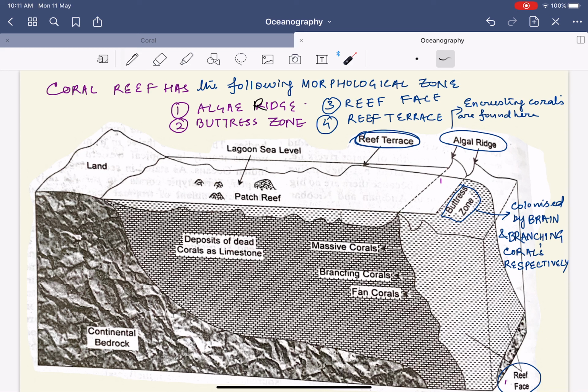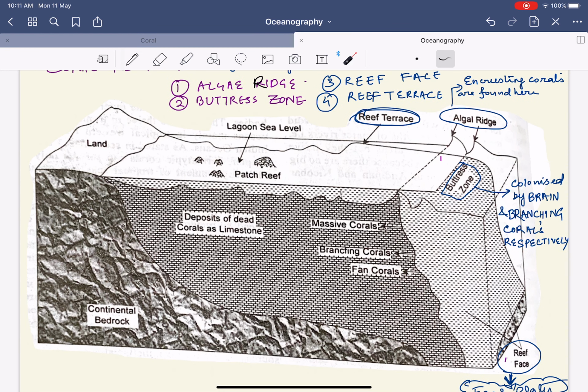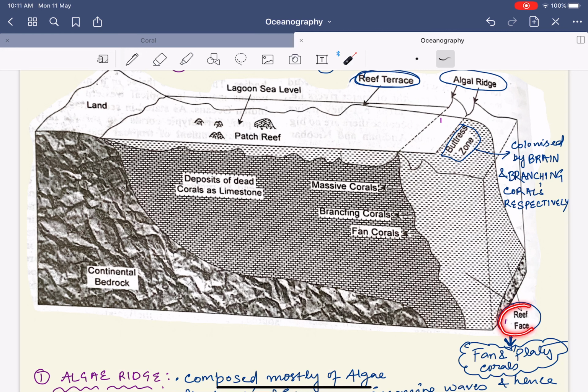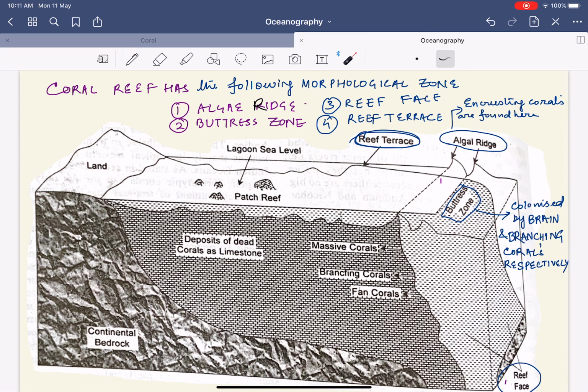Next, what is the structure of the coral reef? See, basically this is your diagram. I want you to look at three things. First is your reef face, next are your buttress zone, algal ridge, and your reef terrace. See, this reef face is located at a depth of more than 80 meters, where it is difficult for the hermatypic corals to survive. Look at this over here. This is your buttress zone and this is your algal ridge.